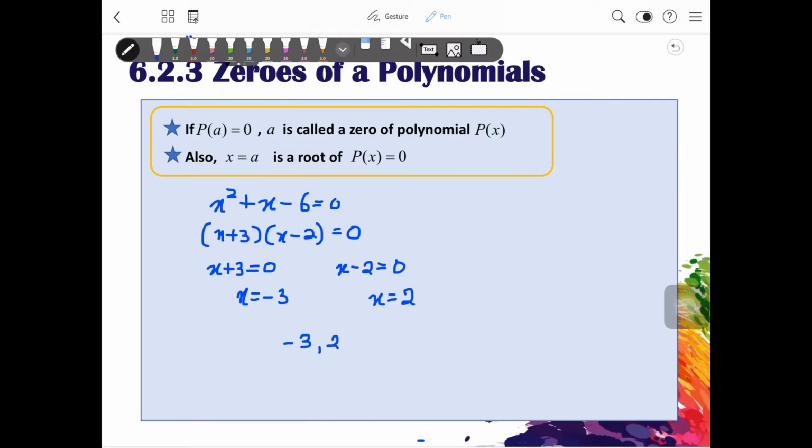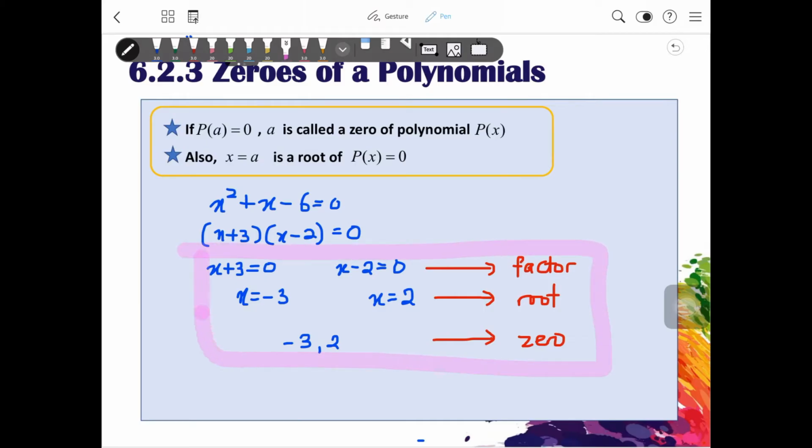I explain this because these have different names. For this one, it is called the factor. We learned from the factor theorem just now. And this one is called the root. And these, without the x equals, are called the zero. So actually they are the same thing, but they have three different names. Please take note because it's very important. And the note here: if P(a) equals 0, then a is called the zero. And for the same thing, x equals a is called the root.